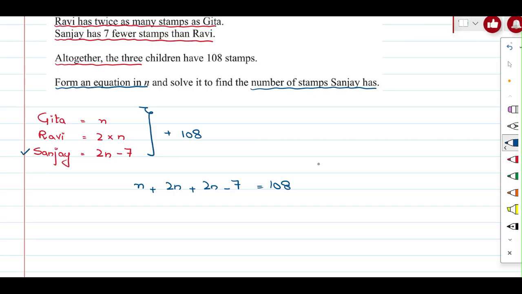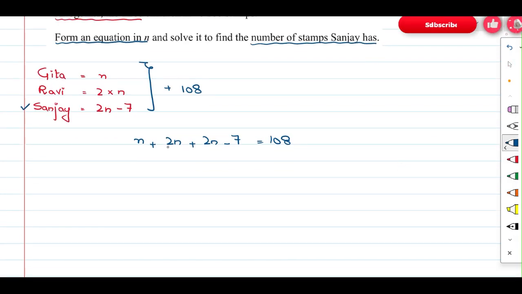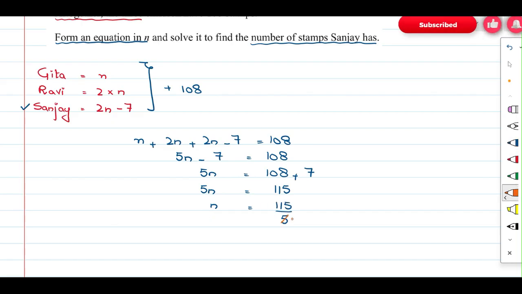For Sanjay, we need to figure out the number of stamps. Basically, solve for n, so n plus 2n plus 2n is 5n, minus 7. This is equal to 108. Here we have 5n equals 108. We need to take away 7. Okay, but no, not take away, add 7, because when you shift minus 7 to the other side, it becomes plus 7, right? 108 plus 7 is 115, and to find n, the number of stamps, 115 divided by 5. So simplify: 5 times 1 is 5, 5 times 2 is 10, 5 times 3 is 15, 23. So n is equal to 23.